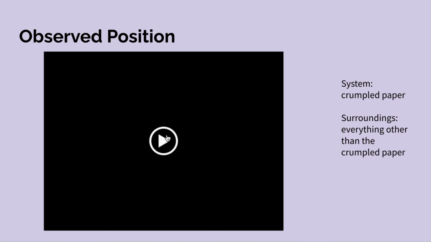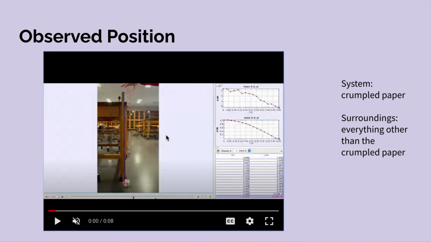Here's a video on Tracker of the crumpled piece of paper being dropped from rest. The little red dots are inputs of the positions at a certain time. Over on the side is the graph that the program generates of the position versus time graph. As you can see, there is a slight curve in the slope.